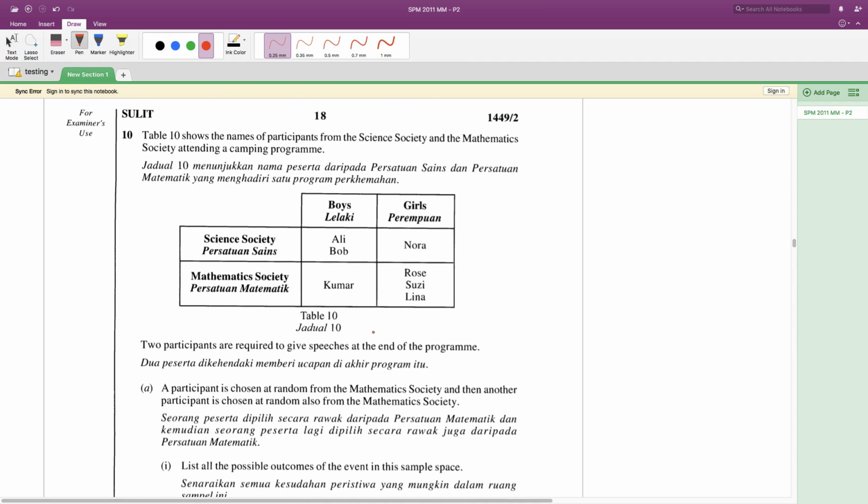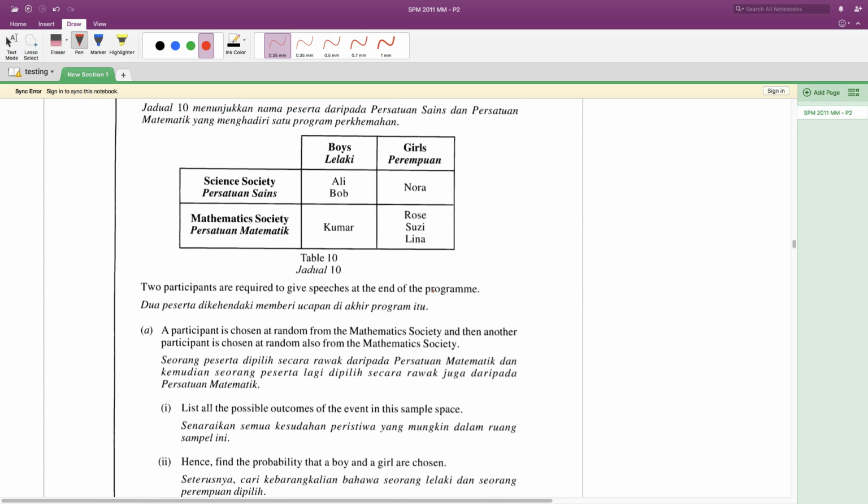Table 10 shows the names of the participants from the Science Society and Math Society attending a camping program. So here, this is a girl, this is a boy and girl, boy over here and girl over here. Two participants are required to give the speech at the end of the program. So a participant is chosen at random. So now you need to choose 2 participants. This is something very important.